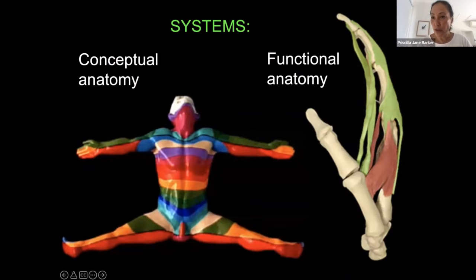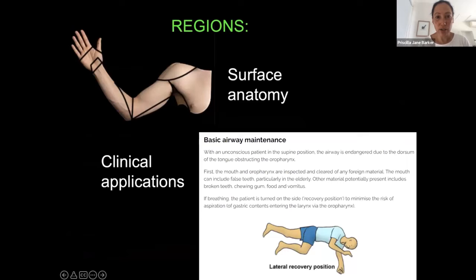And we also cover functional anatomy, for example, how the intrinsic muscles of the hand act across the interphalangeal joints to bring about different movements. So it's very interesting and practical. And it also covers the anatomy relevant to clinical practice.